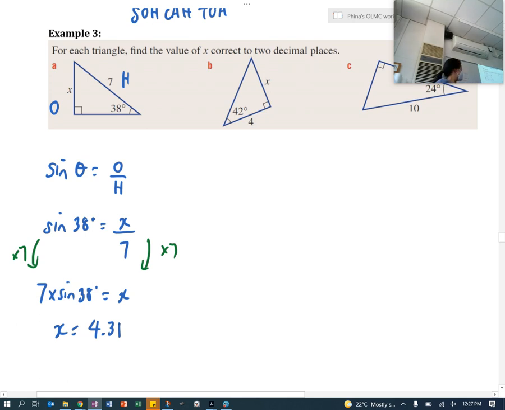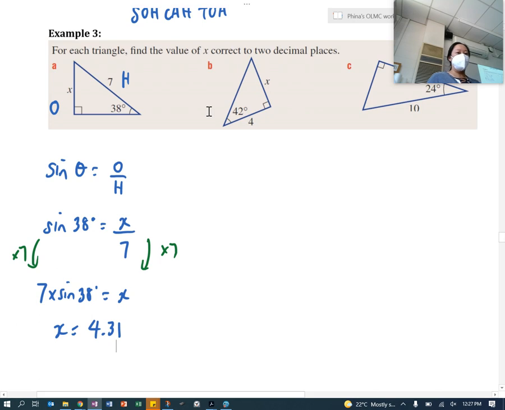Okay. So I would expect you to set out at least the ratio substituted in. That middle step where you show 7 times sine 38 and then the answer. You don't have to show that top one, but I do it the first few times just so you get used to what you need to write out.